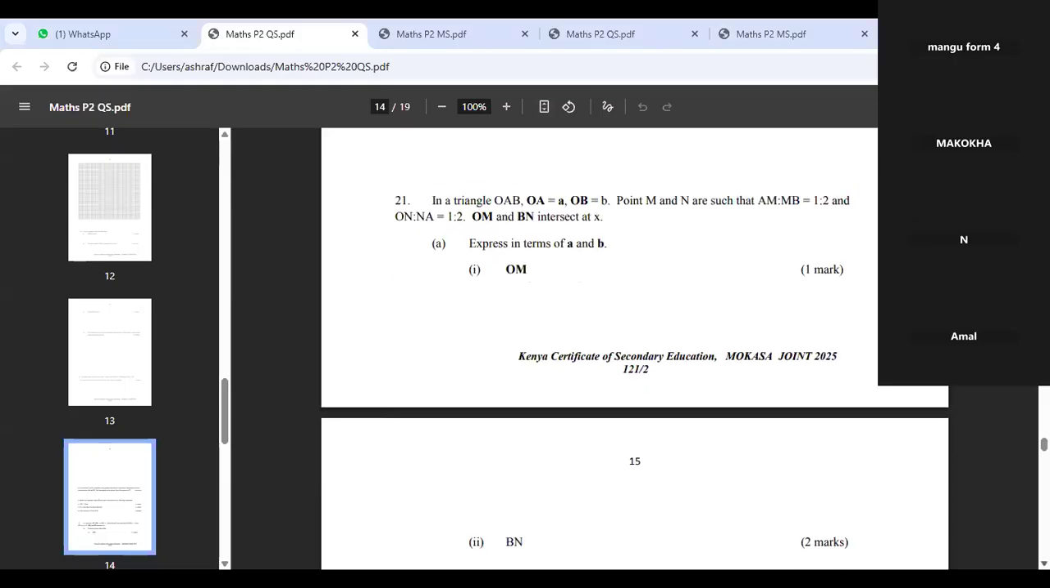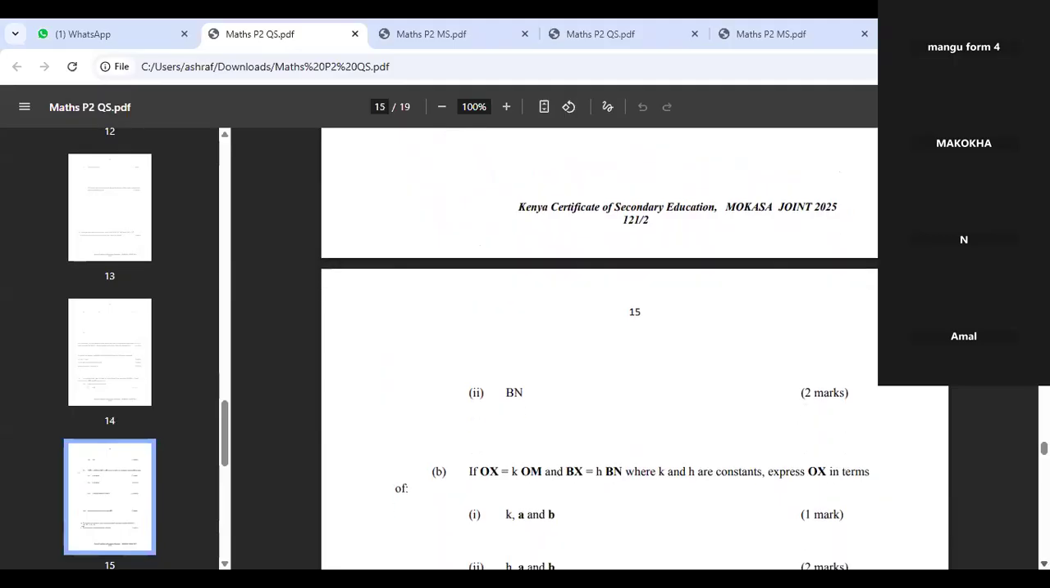And then we go to the next one, find BN. BN, make sure you write because the next part we are going to work out will depend on what we get in the first part.